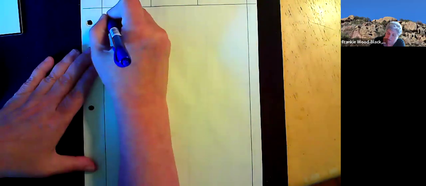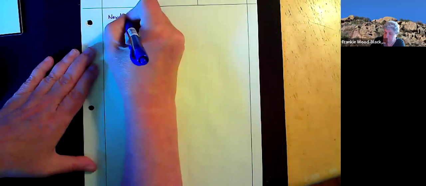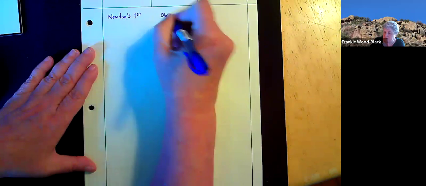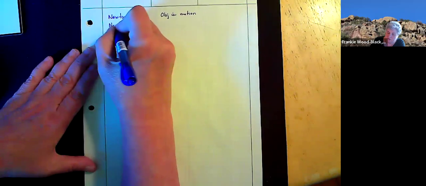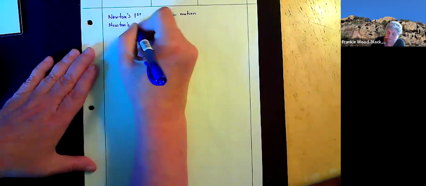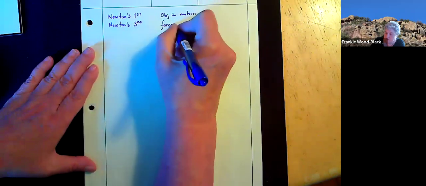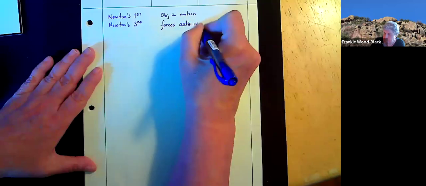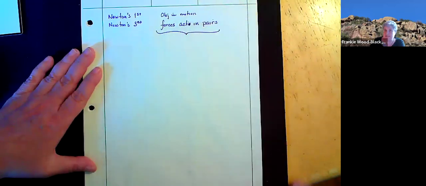And yesterday we looked at Newton's first law. And that was my object in motion. We looked at Newton's third law. And that said that forces act in pairs. And we're going to start with this, that forces act in pairs.